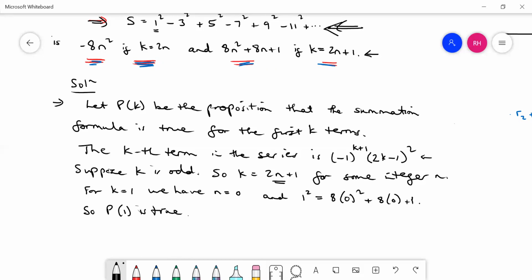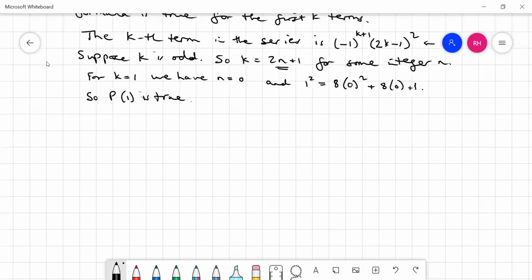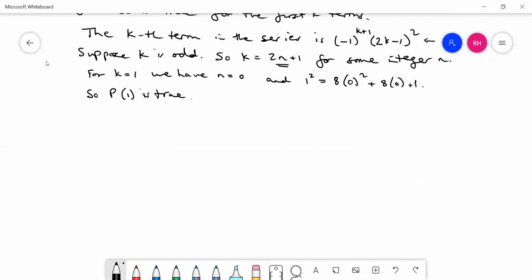Okay, obviously the next bit is a bit more complicated. So then assume PK is true. And I wouldn't write this if I was doing it, but I'm just writing it so you know this sentence. Then assume PK is true. Next, we will show that PK plus 2 is true.